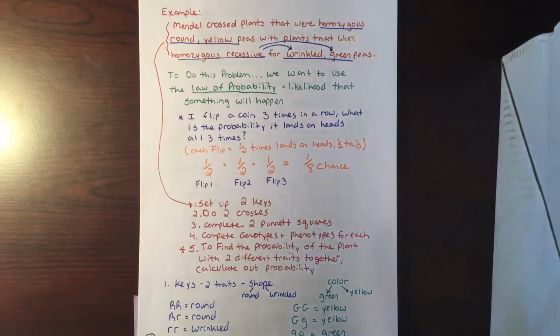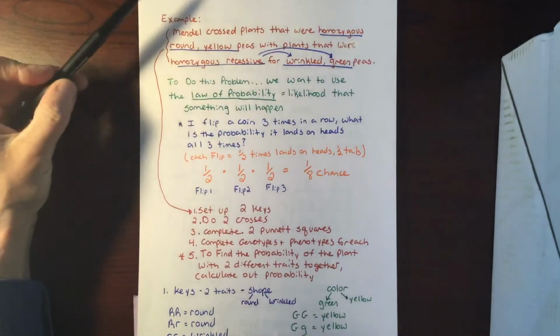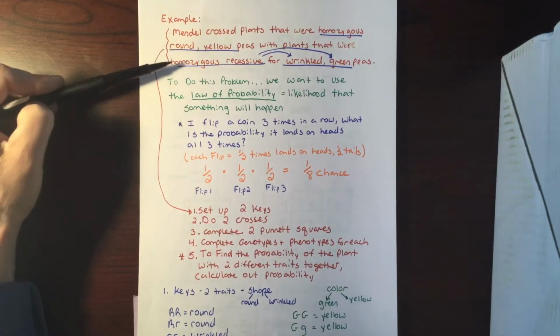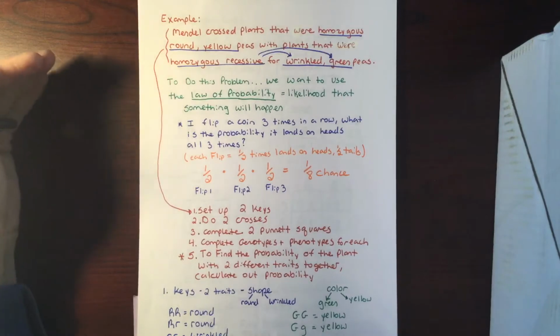So on the next page, we go through a little example using those alleles that we just talked about. And we're talking about, with these particular plants, Mendel crossed plants that were homozygous round yellow peas with plants that were homozygous recessive wrinkled green peas. So a lot going on there, and that's what we want to figure out.